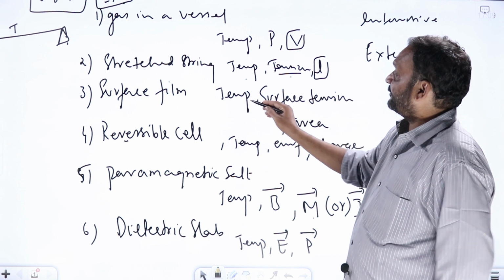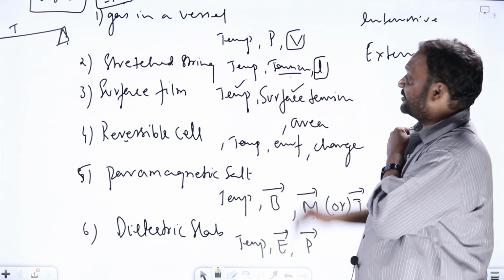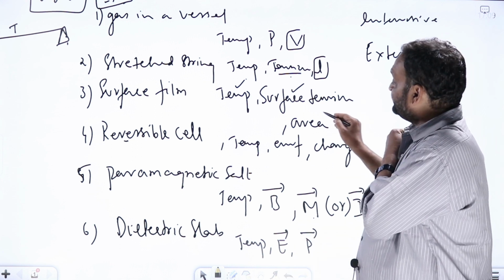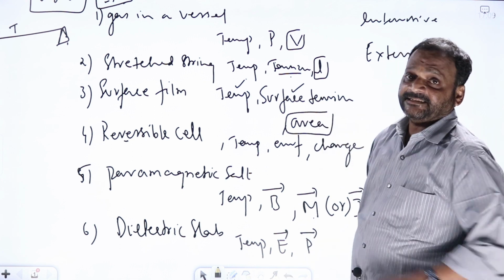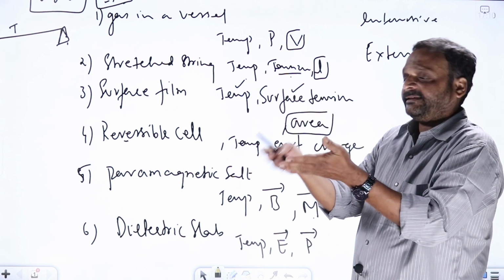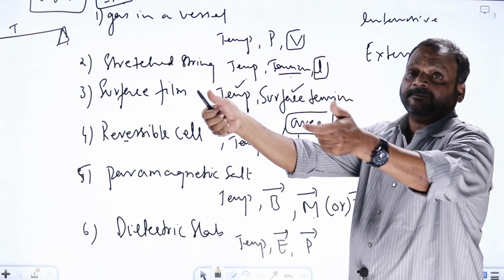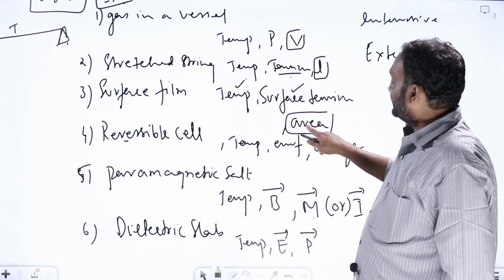Similarly, for a surface film, temperature is an intensive variable, and surface tension also is an intensive variable, but area becomes an extensive variable, because if you cut that sheet into two equal parts, area becomes half. Surface tension depends on the tension with which you are pulling it from all sides.